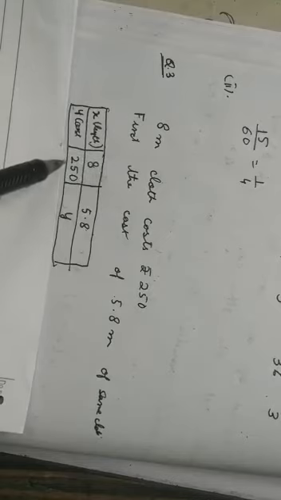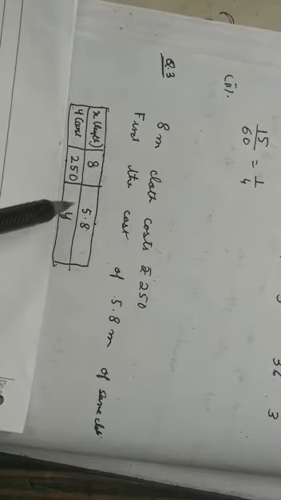So I'm going to apply this direct variation formula, because I know that length and cost of the cloth are going to be directly proportional. The more the length of the cloth, the more cost I have to pay. So here x is the length, y is the cost. When the length is 8, the cost is 250. When the length is 5.8, what is the cost? This y you have to find out. So we've made a table like this. When 8, cost 250. When 5.8, I don't know, let me take it as y.